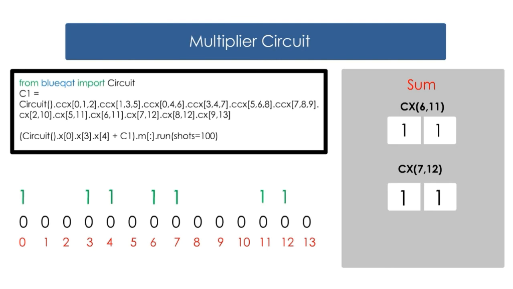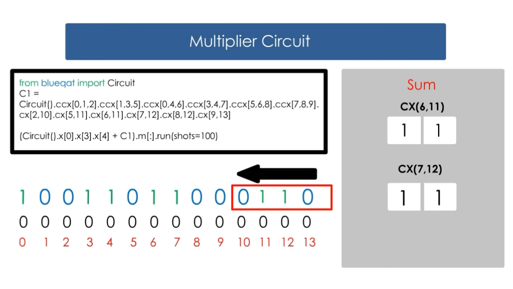Again, the rest of the sum circuit are equal to 0 because the control gate is equal to 0, and the target gate will not flip. The final output we get is 0 1 1 0.